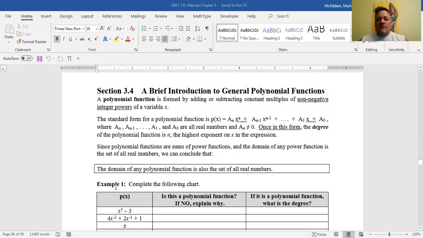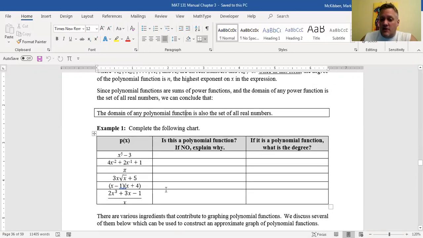All right. Fact 1: since you're just taking positive integer powers of x, multiplying and adding, the domain of any polynomial function is all real numbers. Right, that's a fact for any of them. All right, now using the definition, we want to be able to determine if any of these are polynomials, and if they're not, explain why.